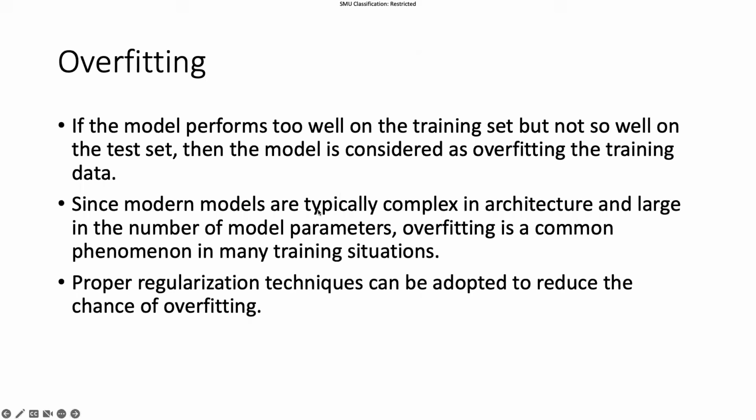There's one common phenomenon which is called overfitting. This means that the model performs very well on the training set, but not so well on the test set. So it's said to be overfitting the training data. And this is common because nowadays the models are typically quite complex. If the data is not very large, but the model is very complex, then it's very likely to overfit. So in this case, we need to apply proper regularization such that the model is not so overfitted, but learns to generalize to the test set, which is the future unseen data.